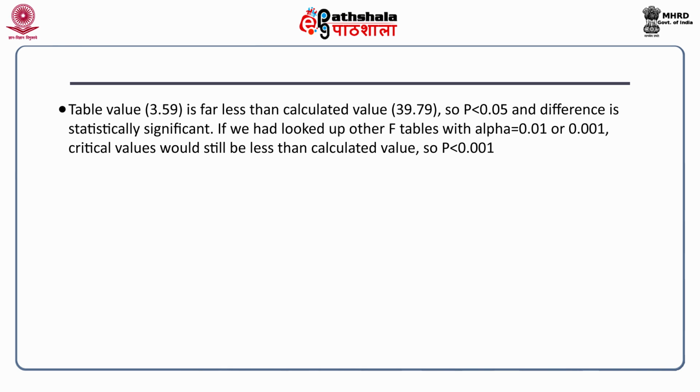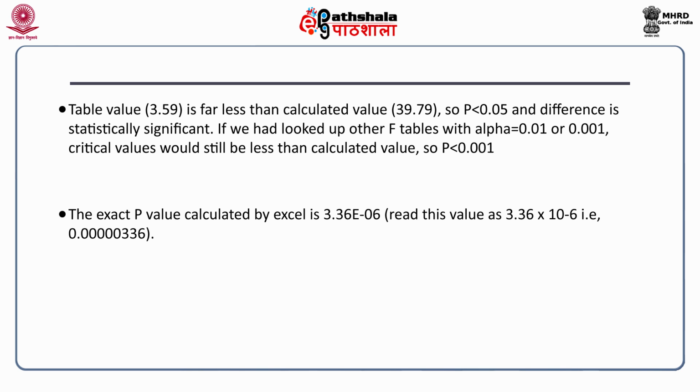If we had looked up other F tables with alpha 0.01 or 0.001, that is a much stricter significance level. Why look up that way? To avoid false positives, as I already explained in the statistical test module. If you had looked up those tables as well, the critical values would still be less than the calculated value. So the p value must be very small, less than 0.001.